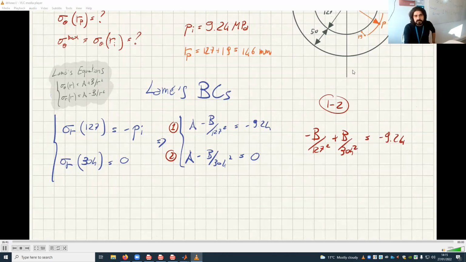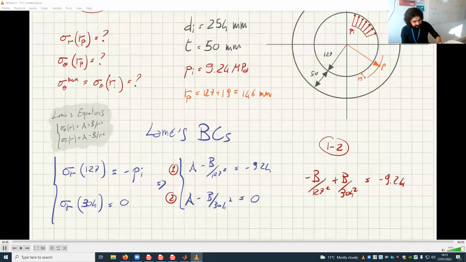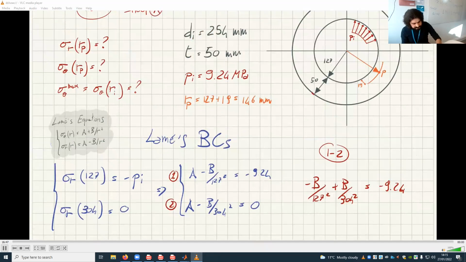304. Sorry, why 304? Oh, yes. 304 is because I'm looking at this fiber here. This fiber lies at 127 plus 50. So 120... yeah, no, you're right. 127 plus 50 is 177. Thank you for spotting that.